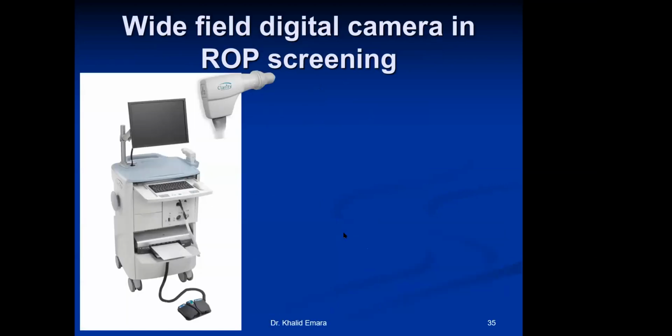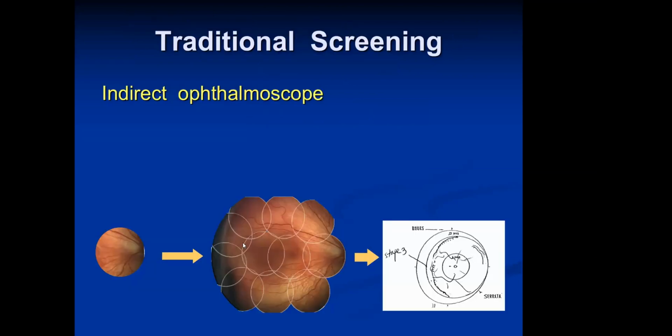The problem with this form of screening is, number one, it's difficult to perform in a tiny small baby. Number two, we have to do scleral depression or scleral indentation in order to see the periphery of the fundus, which is sometimes difficult, especially again in this fragile baby. Number three, the follow-up is difficult, and you cannot compare two visits, especially if more than one examiner is doing the screening.